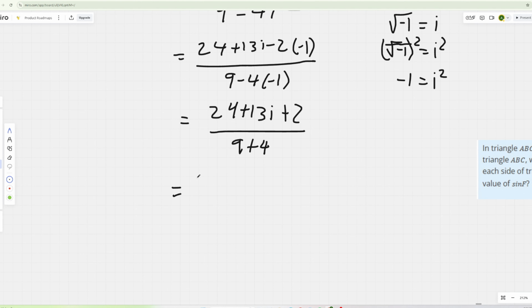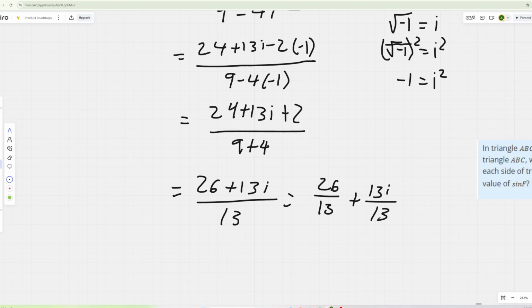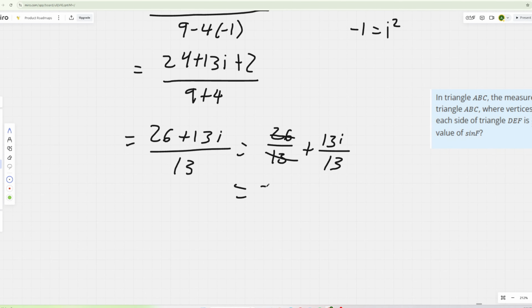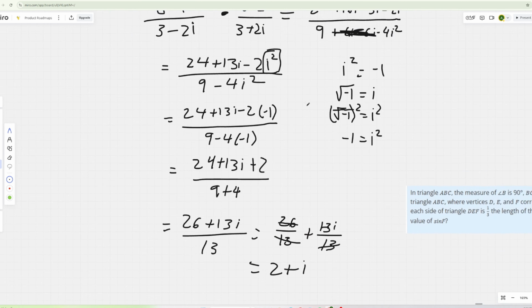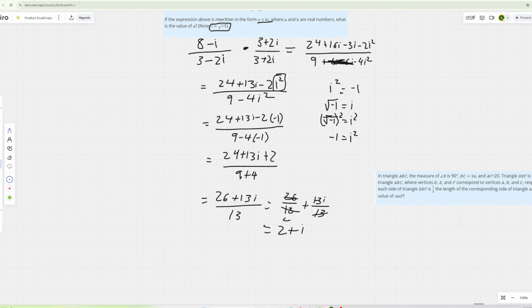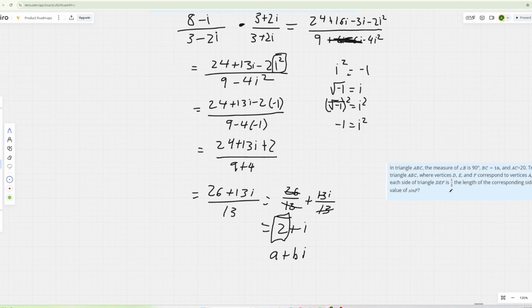Keep going. 26 plus 13i over 13. I can divide this whole thing by 13, right? So this is just the same thing as 26 over 13 plus 13i over 13. And what does this simplify to? This is just 2 plus i. And what is the question asking? What is the value of a? a plus bi, a is just 2, right? Because b is 1. a plus bi. Boom.